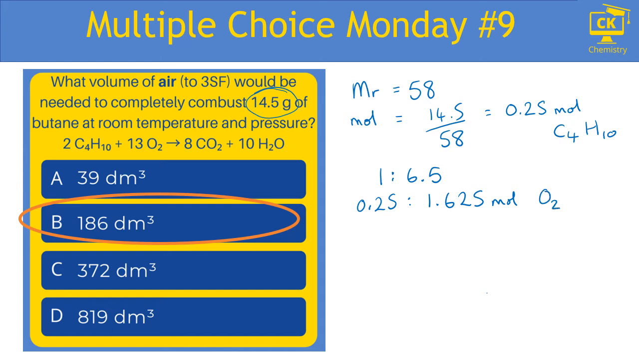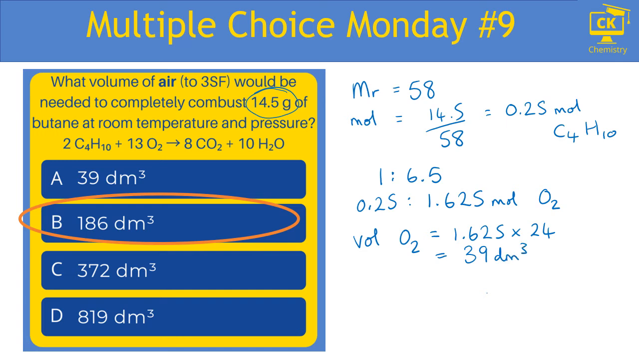We're then going to use our standard molar volume of a gas, and that is because the question is telling us that it's being carried out at room temperature and pressure. At room temperature and pressure, 1 mole of gas is equal to 24 decimeters cubed. So my volume of O2 is going to be the number of moles that I've got, 1.625, multiplied by the molar volume, which is 24. That gives me a volume of oxygen of 39 decimeters cubed.